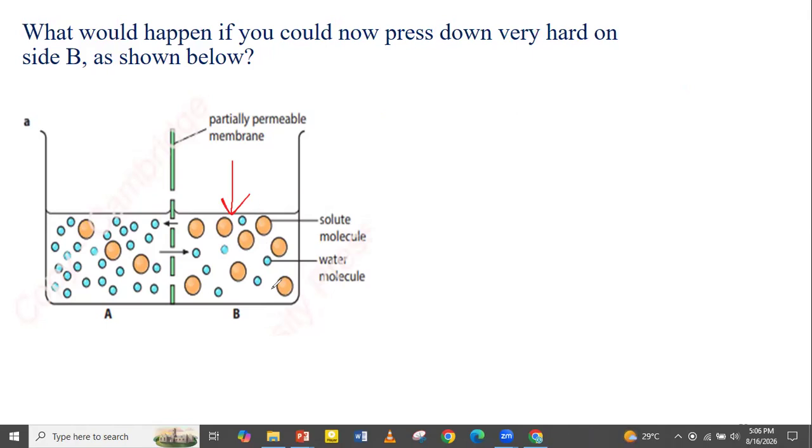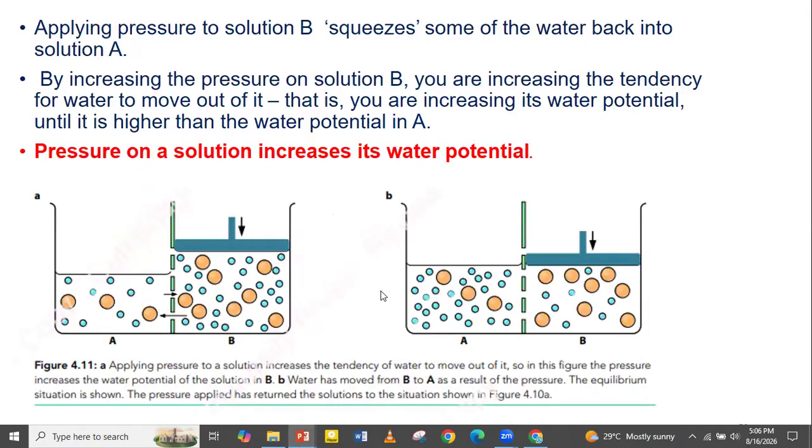The water molecules are going to tend to move more. And in that case, we might have the reverse. We might have movement of water from B to A rather than from A to B. Why? Because the water potential on this side has been raised by application of pressure. Like you can see, if you apply pressure on this solution B, its water potential is going to increase.